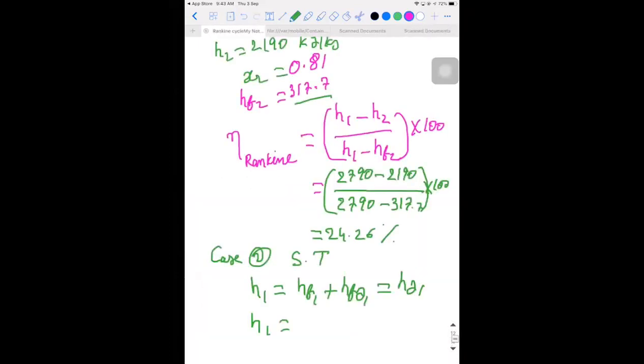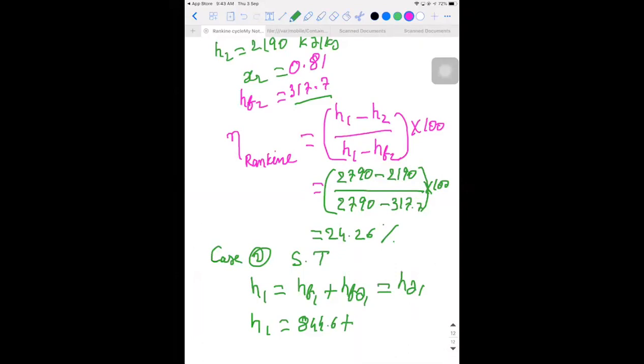Yeah, this is the 15 bar. And what is this value? That is 844.6 plus 1945. In the beginning only, I will go through this. 844.6 plus HFG1. Sir, HFG1, 1946.